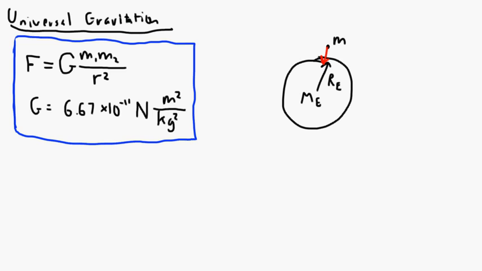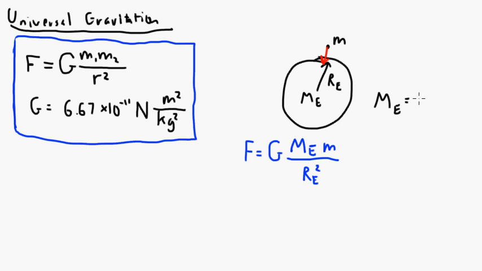So what we do is we take our handy-dandy universal gravity equation, and we say the force is equal to this capital G times the mass of the Earth, which I'm calling capital M sub e, and then the mass of our little object, which is little m, divided by the radius of the Earth squared. Okay, so what are these numbers? Well, G is of course 6.67 times 10 to the minus 11.